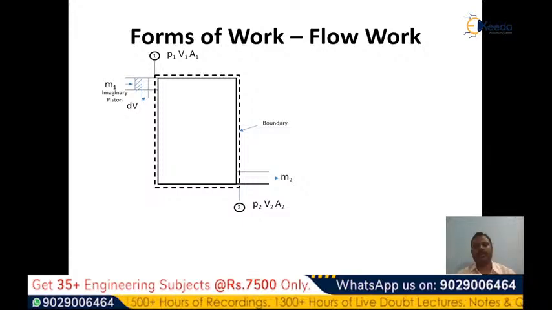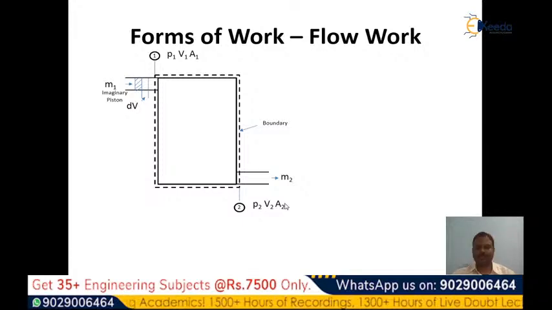work that is produced by flow of fluid. Here let us consider a control volume. Here m1 is the mass flow rate at inlet, and m2 is the mass flow rate at exit. Here P1, v1 are properties of the fluid at inlet, and it has a pipe area of A1, and then at exit the fluid properties are P2, v2, and the pipe area is A2.